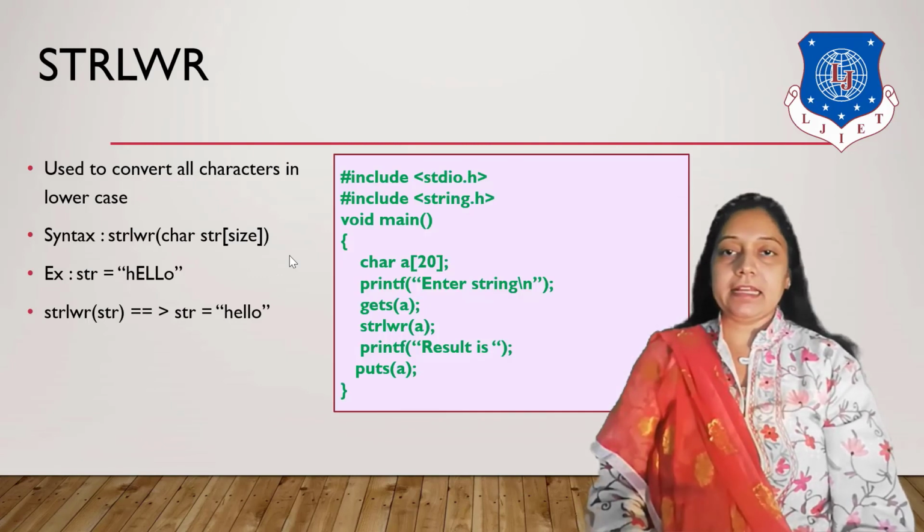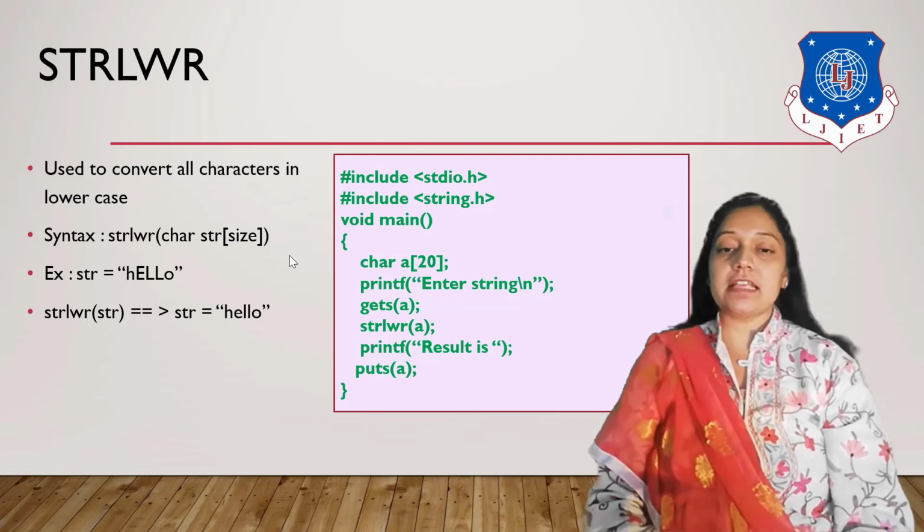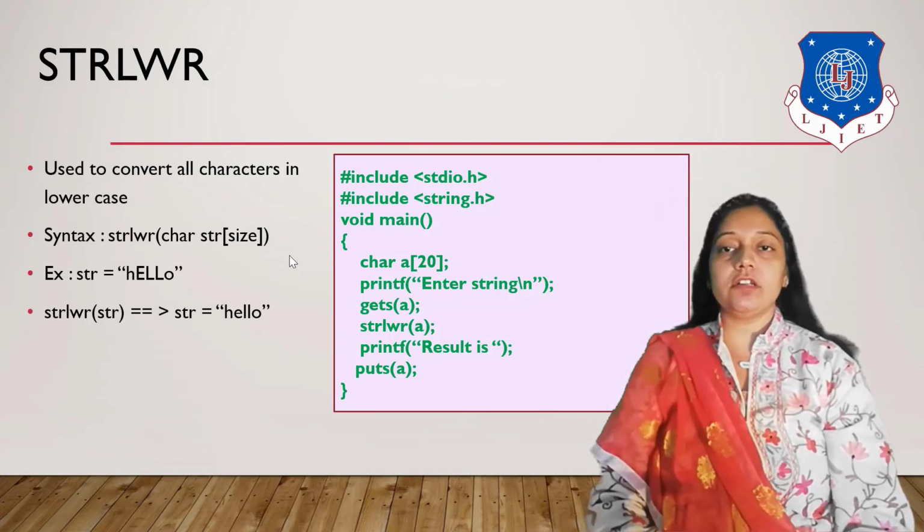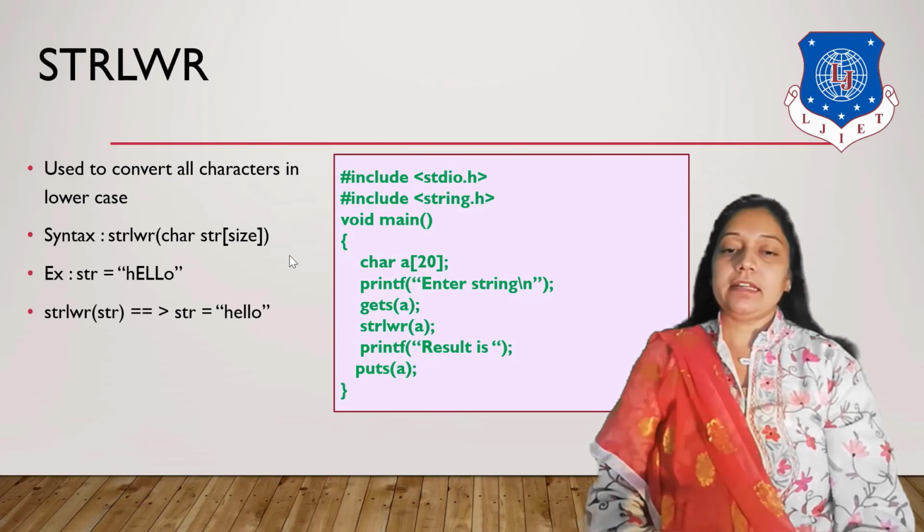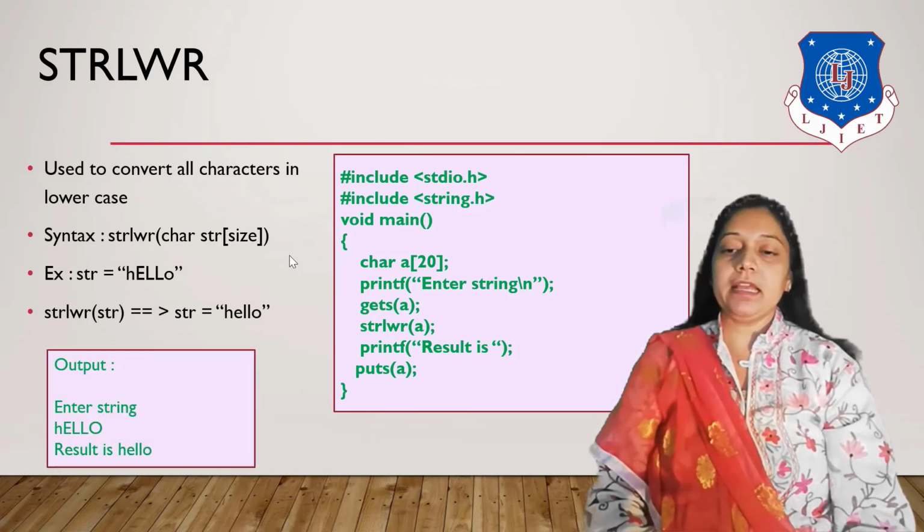The program is: declare a character array a, enter the value in this array a using the gets function, then use the strlwr function on this character array a and display the result using puts(a). The output would be enter string. Whenever you are entering the string, make sure that a few characters, or all characters, you give in capitals to verify your output. The result is hello, all in small letters.